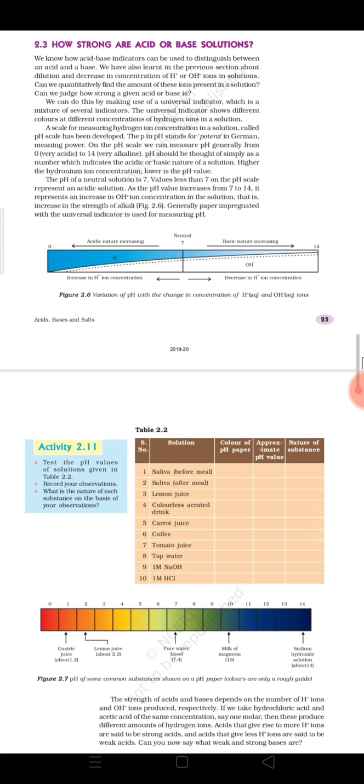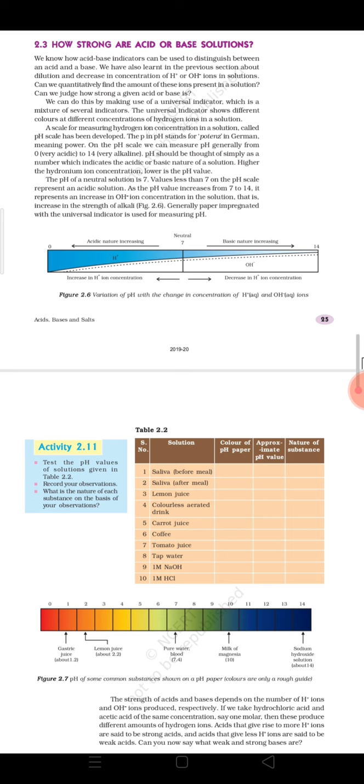When you prepare an aqueous solution of a strong acid, it releases a very high concentration of hydrogen or hydronium ion. Here I am not at all discussing dilution, I am only discussing concentration. That means I have taken the concentration of strong acid and weak acid to be the same. So what happens when we prepare their aqueous solutions?